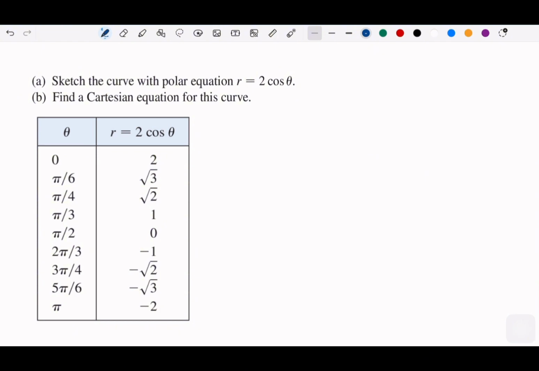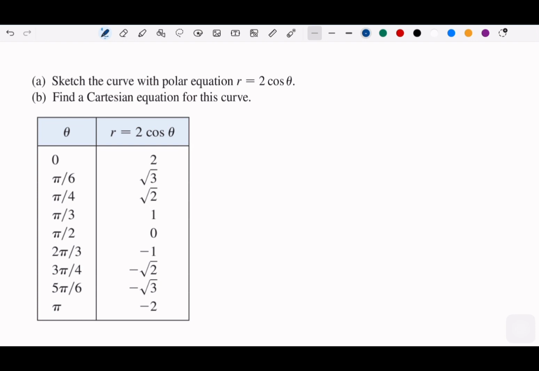Now sketch the curve with polar equation r equals 2 cosine theta, and then find a Cartesian equation for this curve. We have the table for all the special angle values. So we have 2 cosine theta. When theta is 0, cosine theta is 1, so r should be 2, etc. You get all the special angle values converted, and this helps to map our sketch.